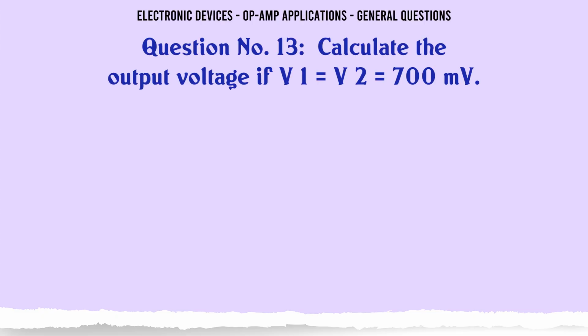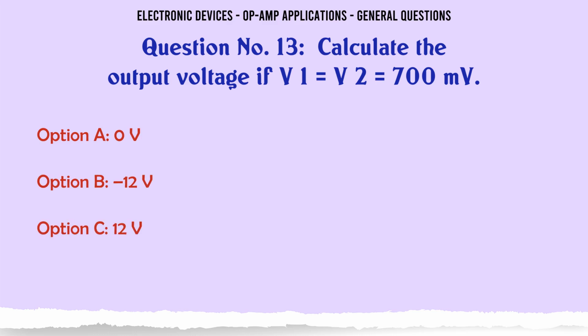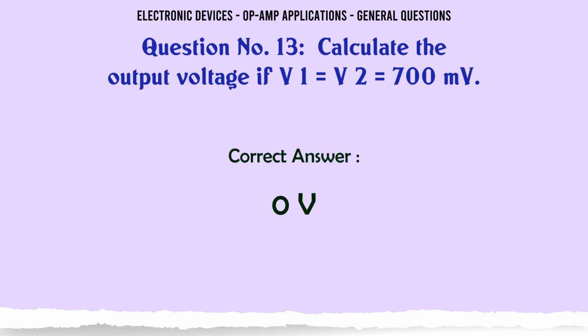Calculate the output voltage if V1 = V2 = 700 mV. A: 0 V. B: 12 V. C: 12 V. D: 8 V. The correct answer is 0 V.